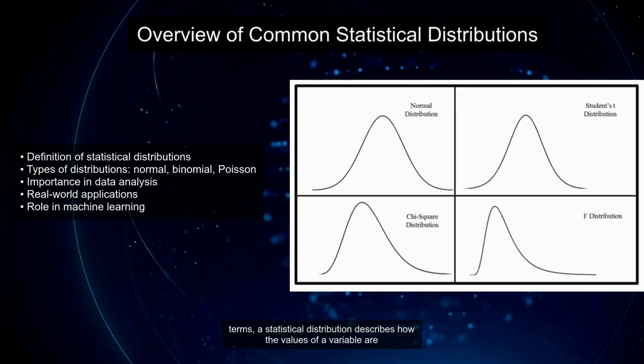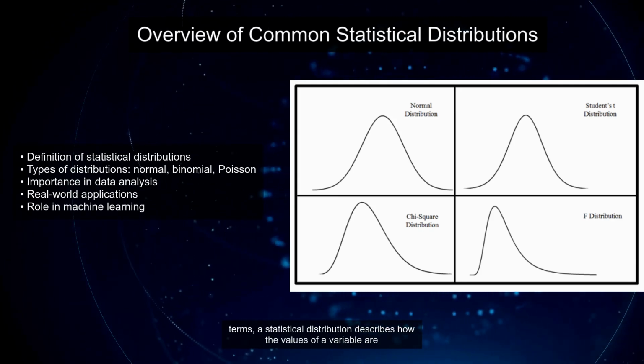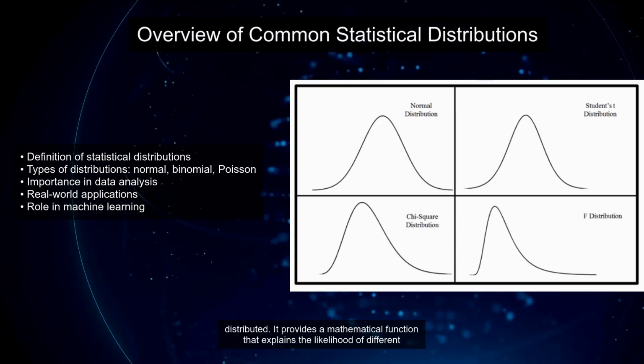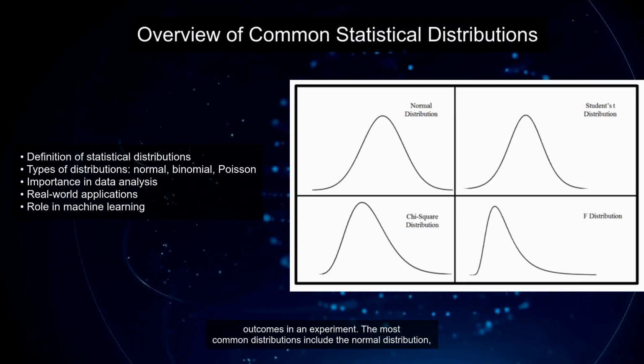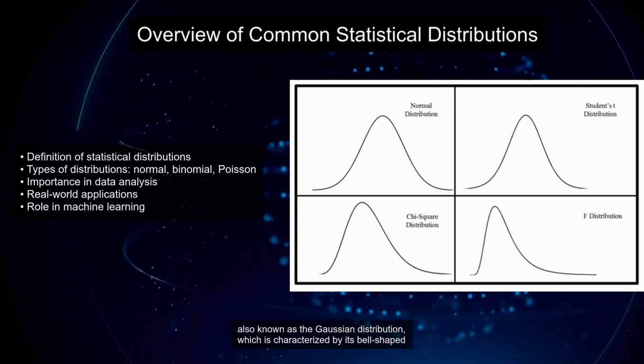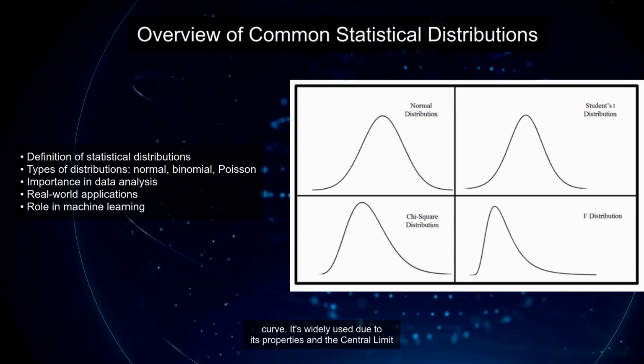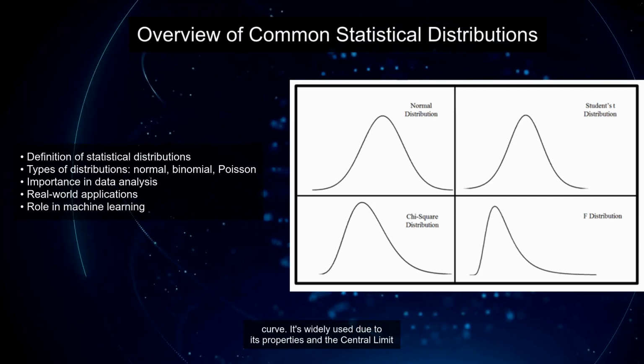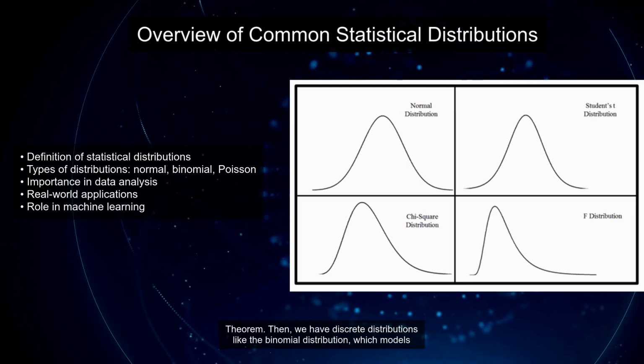In simple terms, a statistical distribution describes how the values of a variable are distributed. It provides a mathematical function that explains the likelihood of different outcomes in an experiment. The most common distributions include the normal distribution, also known as the Gaussian distribution, which is characterized by its bell-shaped curve. It's widely used due to its properties and the central limit theorem.